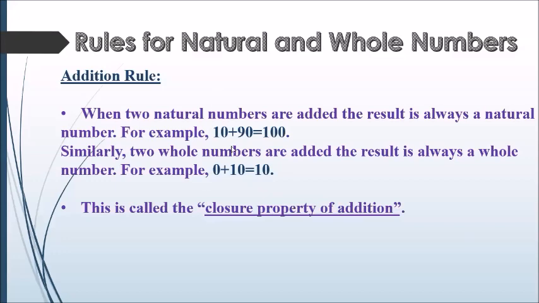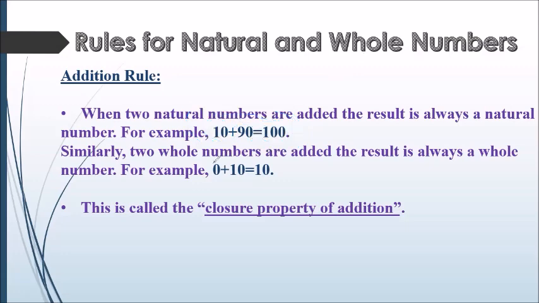For example, look at the first example on the screen. 10 plus 90 is equals to 100. Here you can see this 10 plus 90 is equals to 100. This says that 10 is a natural number, 90 is a natural number. When you are adding them, the answer 100 is also a natural number.